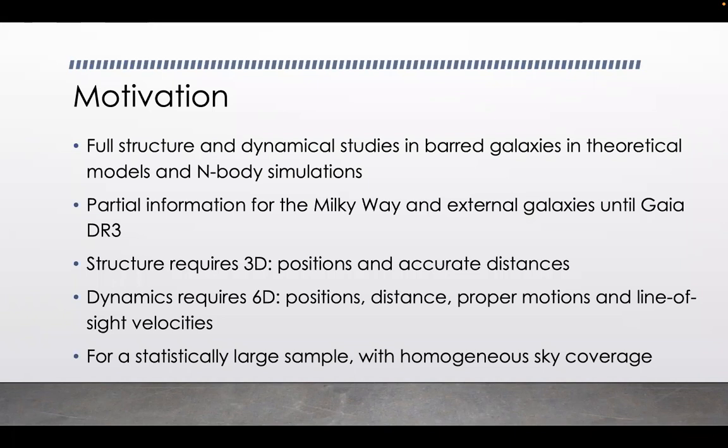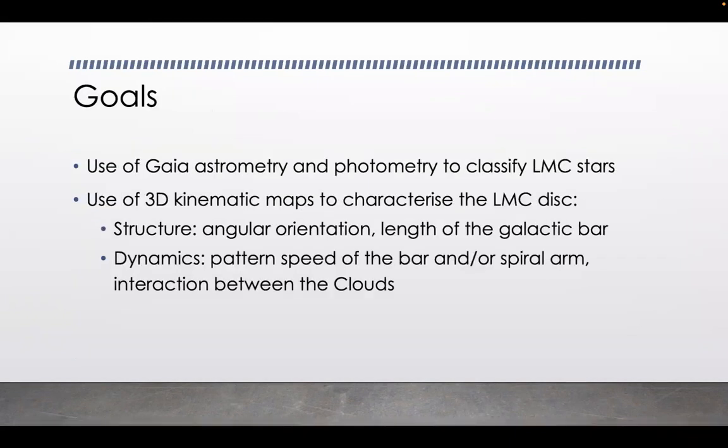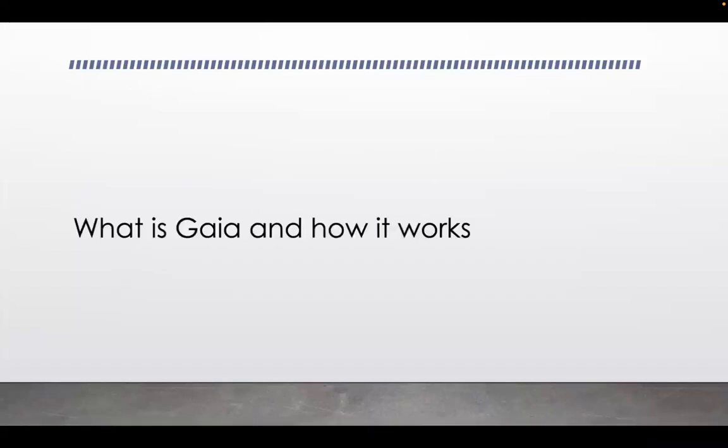So that's how Gaia comes into play. Gaia provides us astrometry and photometry, and this will be crucial to be able to select stars in the LMC in this particular science case. It also provides proper motions and line of sight velocities, all with the same instrument. This is also very critical from the observer's point of view, to have homogeneous data sets. And when we have this six-dimensional information, then we can start doing science, let's say, from our point of view as dynamicists.